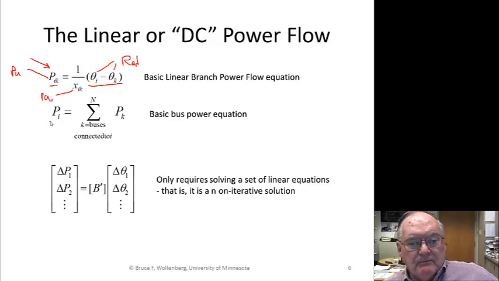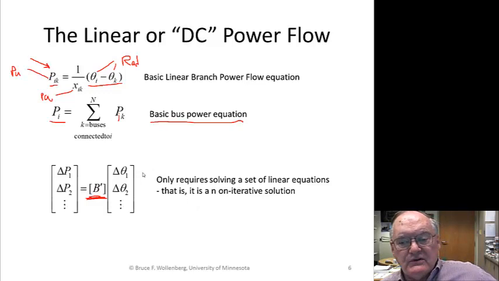But then we say that the bus equation is the sum over all the buses connected to I times the P. This really should say IK here, bus power equation. And so it's our old friend, the B prime matrix. And to solve, we just do one matrix inversion. That's it. You solve a set of linear equations. That gives you the delta thetas. When you update the delta thetas, you're done. You're done with this solution.